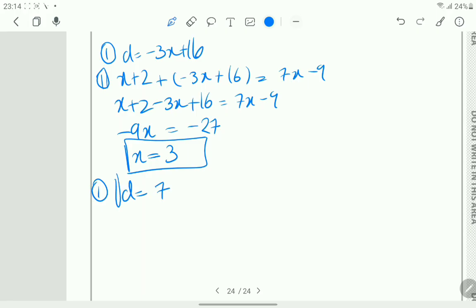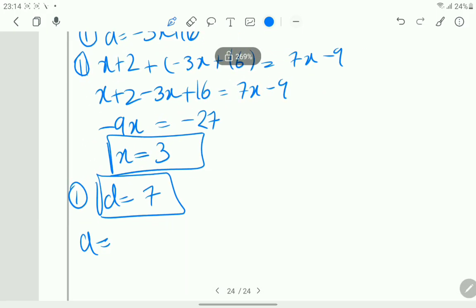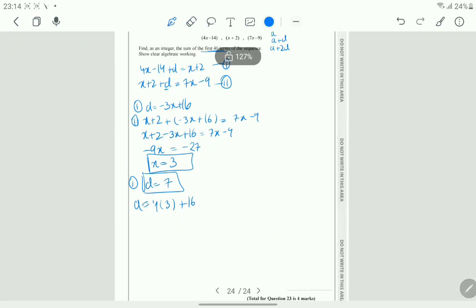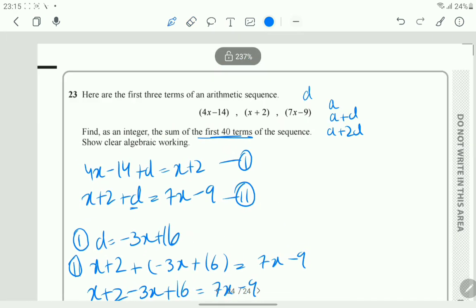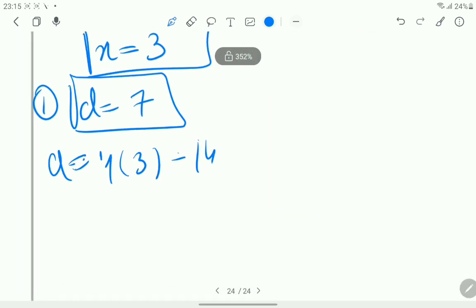So we have our x and d, and our a, the first term, would be 4 times 3 plus 16, and this is a negative, positive 4, my bad, let me just recheck. Yeah, and this is 14 again. Is it a plus or a minus? Yeah, so plugging this in, we get a is 4 times 3 minus 14, which is minus 2.